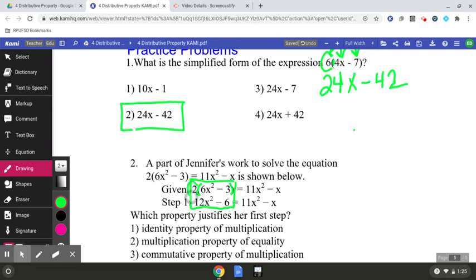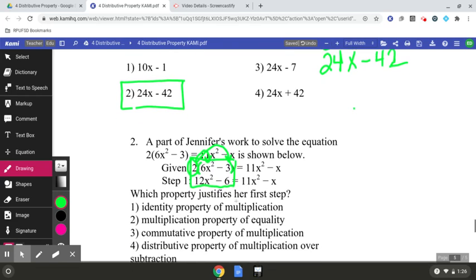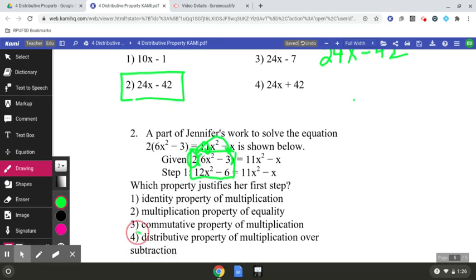So in order for that to take place, you would have had to have distributed. Well, 2 times 6 is 12, and 2 times a negative 3 is negative 6. So this is actually showing you the distributive property. So it would be choice 4. Now, obviously, you would still have to look at that other side. And if you look at the other side, it's identical from the first line to the second line. So the only property being shown is the distributive property here.